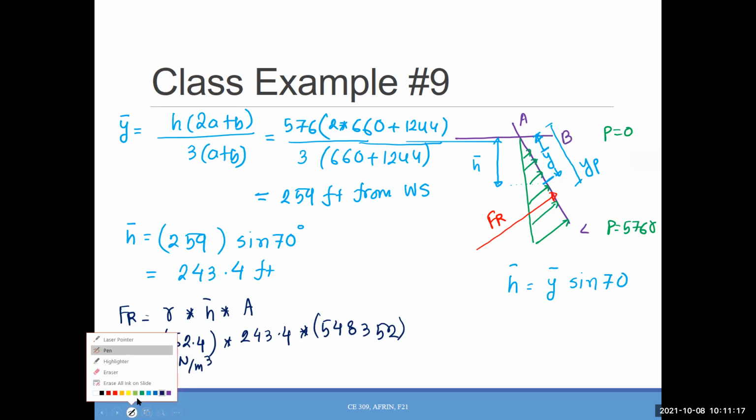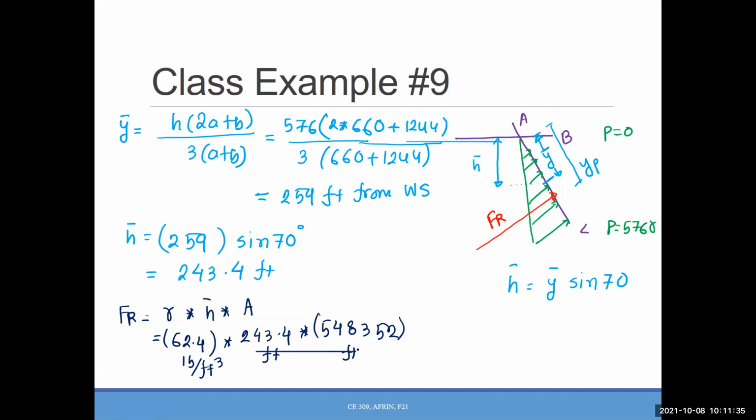Oh, no, that is not Newton over meter cube. What will be the correct unit for 62.4? Pounds over feet cube. This one is feet, this one is feet, this one is feet square. So feet cube will get cancelled. Finally, you will have only pounds. So give me the number in terms of 10 to the power something.